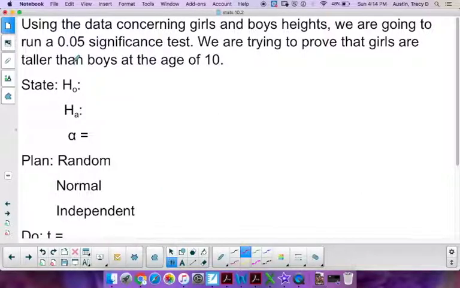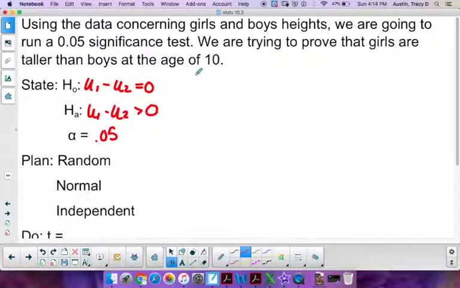And here's the thing. We're not going to write this out as mu 1 here and define it. Please make sure that you are stating mu1 minus mu2. You could also write mu g for girls minus mu b for boys, equals 0. And if we make this the girls and subtract them, if they're taller, then mu1 minus mu2 would be greater than 0. And they've already told us what the alpha is. I'm just going to write that down to remind me.